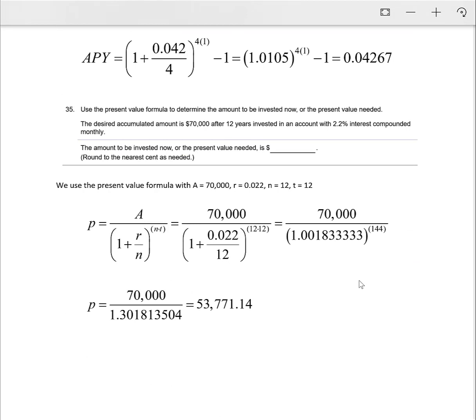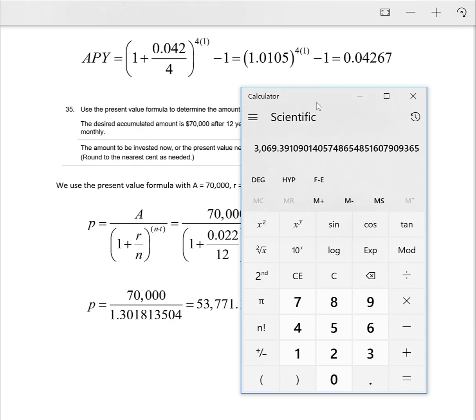And now we're going to do a present value. How much do we need to invest now in order to accumulate a certain amount? So we want to accumulate $70,000. Interest rate is 2.2%, compounded monthly for 12 years. Here's my numbers in my formula. And let me go ahead and pull up the calculator, and we can do this one together.